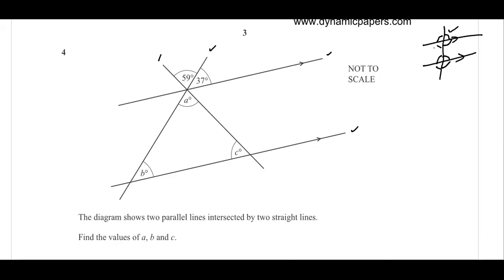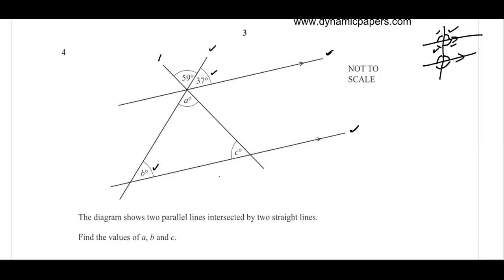Secondly, this angle and this angle are vertically opposite angles, so they will be equal. This angle and this angle are also vertically opposite, so they will be equal. So we basically have to find A, B, and C. Look, these two lines are parallel. This line and this line are parallel. So it means this angle is corresponding to this angle.